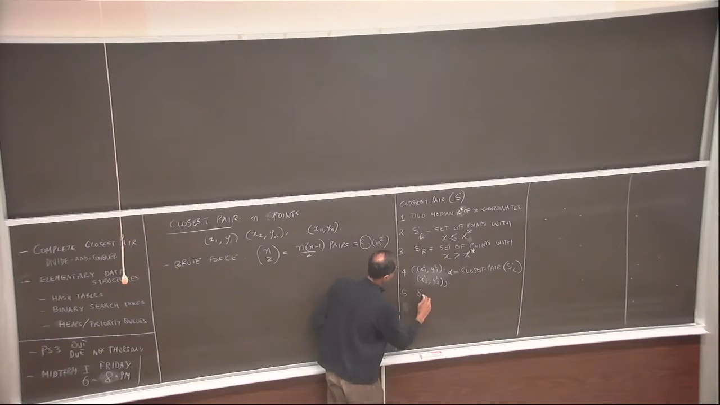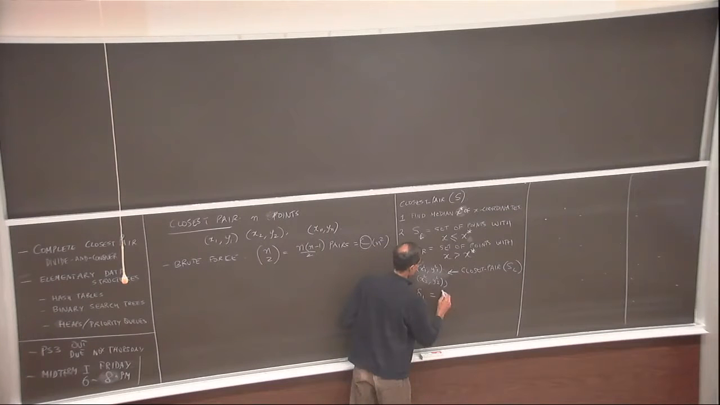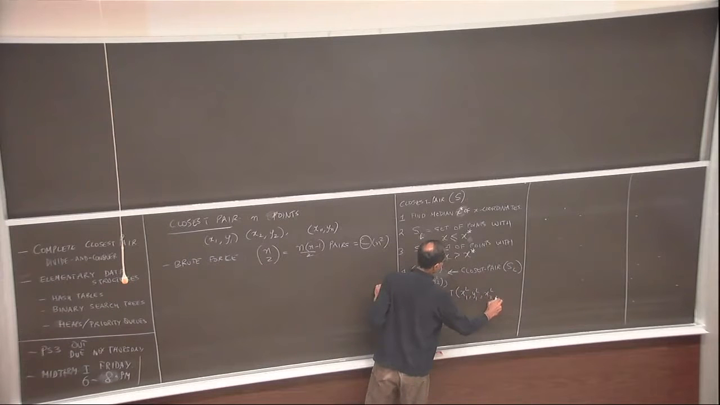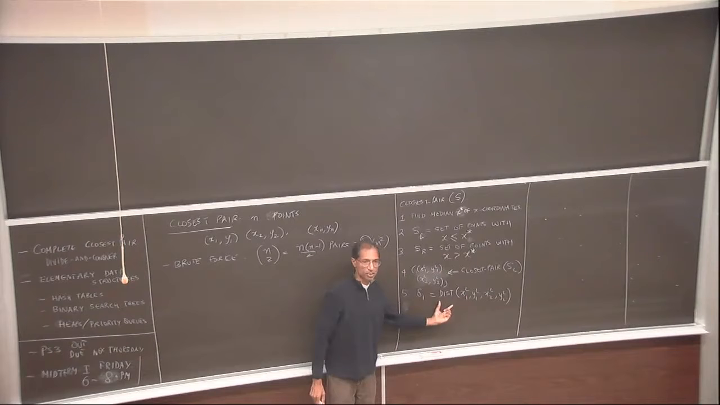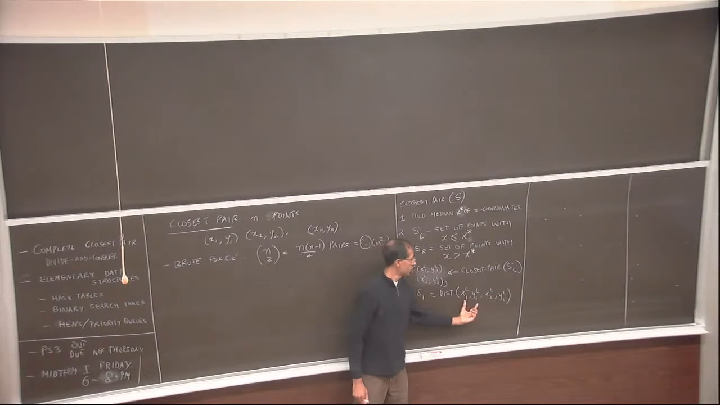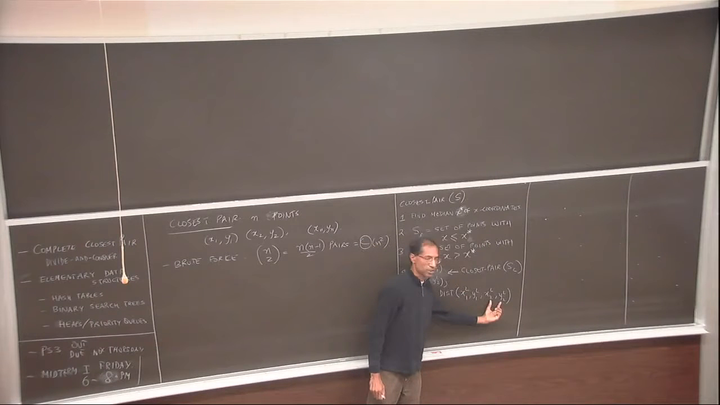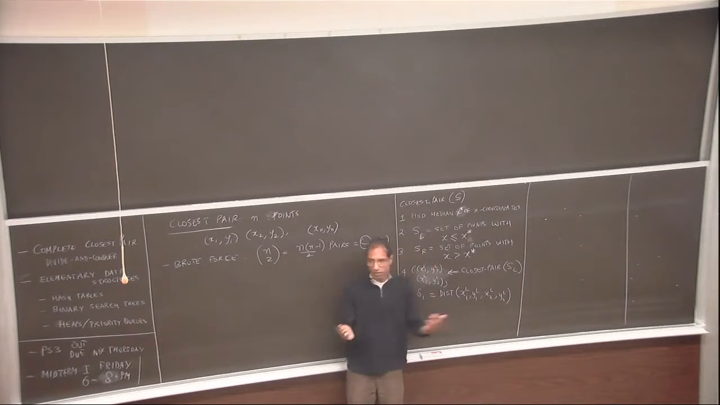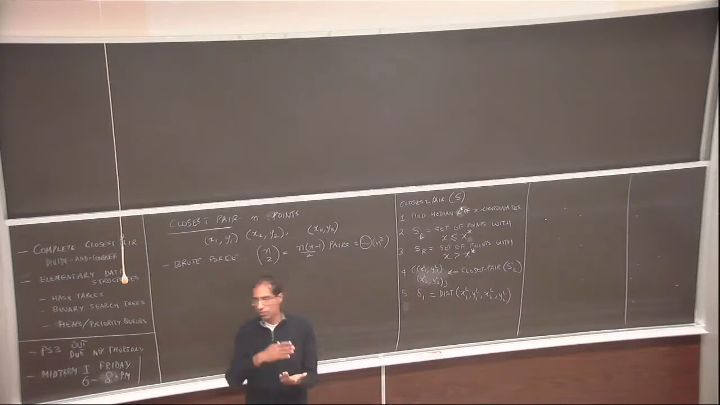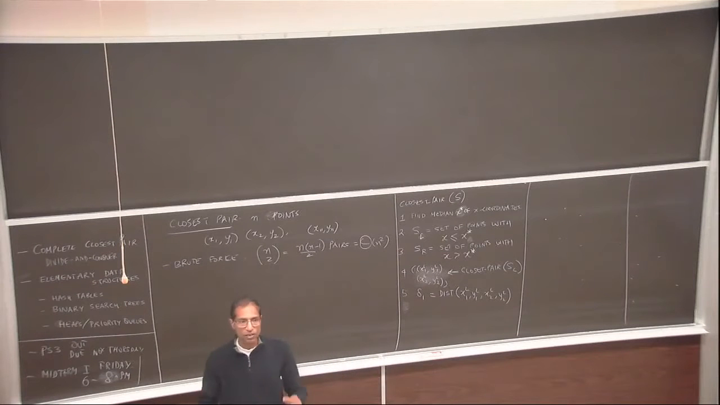Let delta 1 be the distance between these two. So delta 1 is the distance between x1 and y1. I'm assuming there is a distance function that takes the xy coordinates of one point and the coordinates of the other point, and returns the distance. And what is that? That's simply the square root of the sum of the squares.